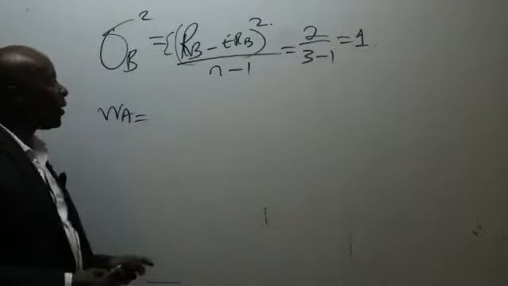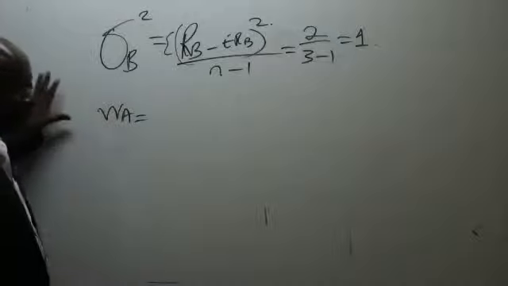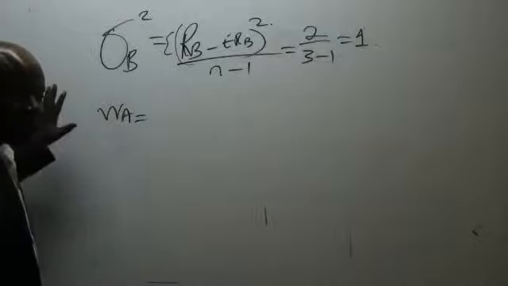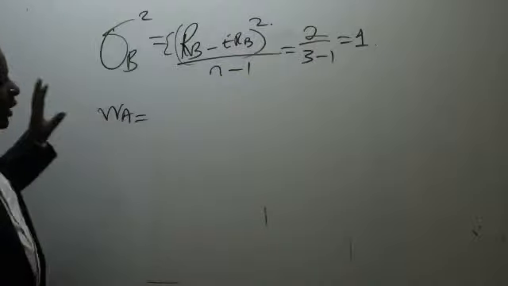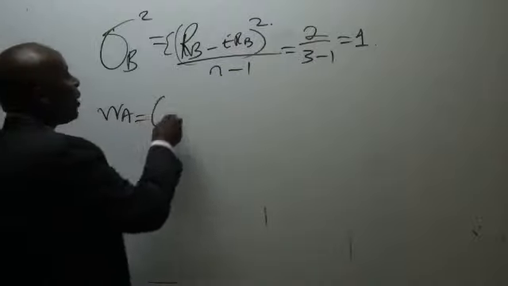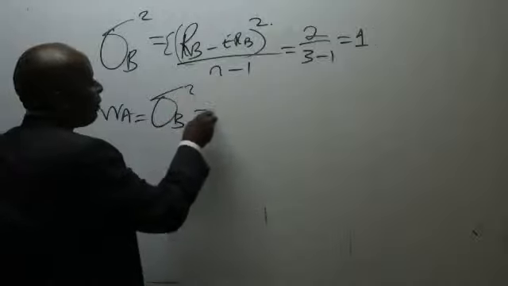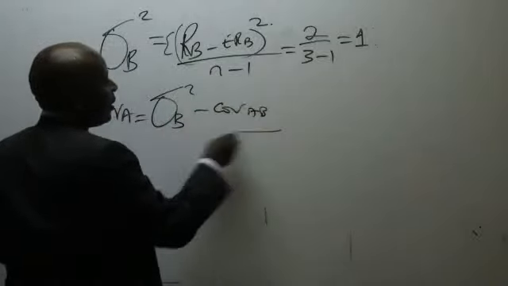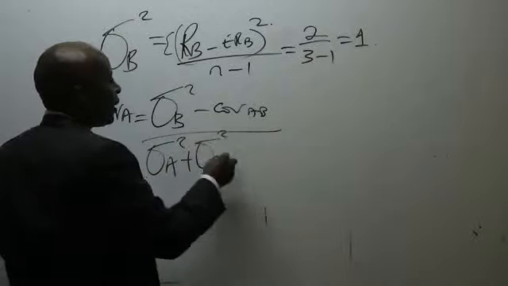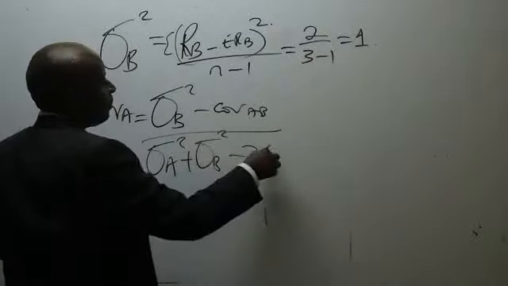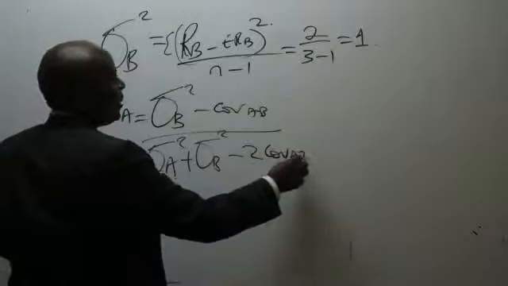So if I were you, at this juncture, I'll put my formula aside. I'll put my book away and try writing this formula down. So we have here WA being equal to variance B minus covariance AB, all over variance A plus variance B minus twice, because there are 2 of them, covariance AB, like that.